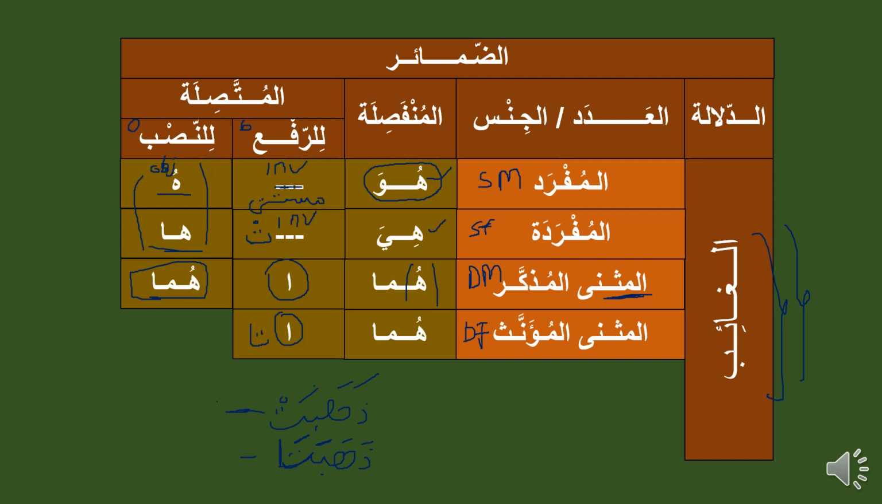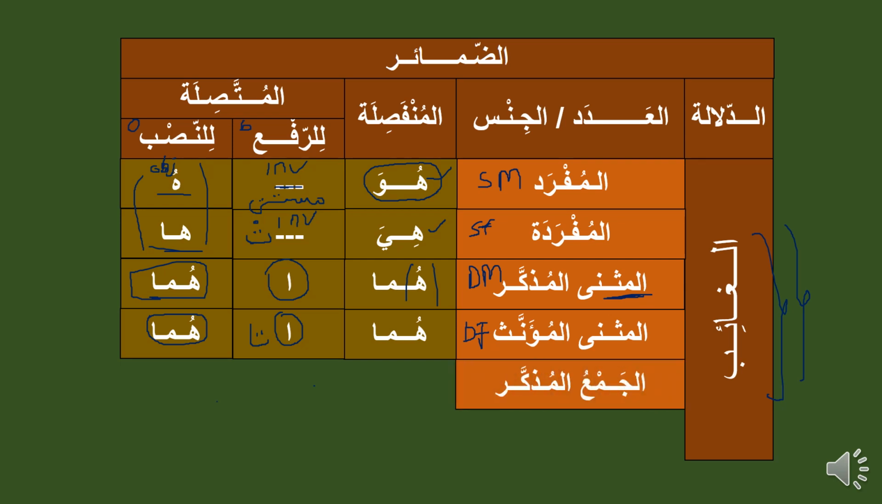So that is how you'll be doing the dual feminine in terms of its muttasil lirofo. In terms of its muttasil linnas, the objective one is going to be huma, like the previous one. So the rabtu huma in masculine is also the rabtu huma in feminine. I beat the both of them, whether masculine or feminine.